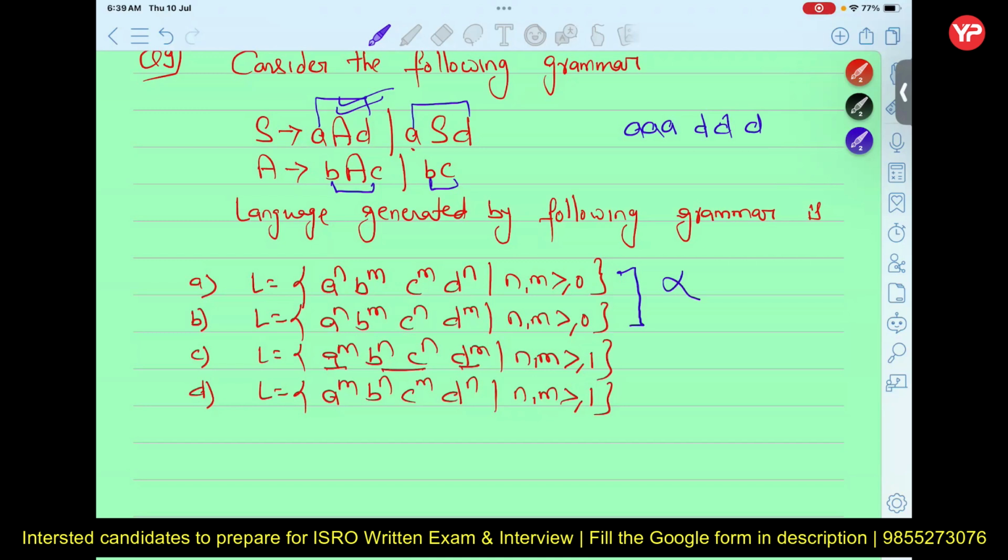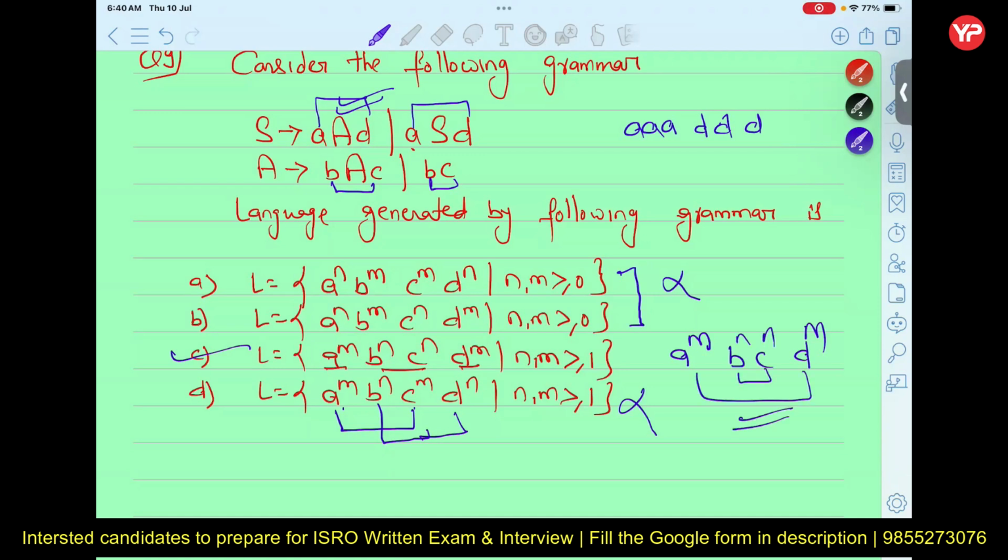What does D say? D says that A and C have to be equal. But in our case, A and D are equal and B and C are equal. But in this case, it is saying that A and C are equal. That means first A came, then C came, and then B and D are equal, which is wrong. That's why C is the right answer. What does C say? A^M, D^M. Very good. And then B and C are equal. Yes or no? That is the right answer. C is the right answer.